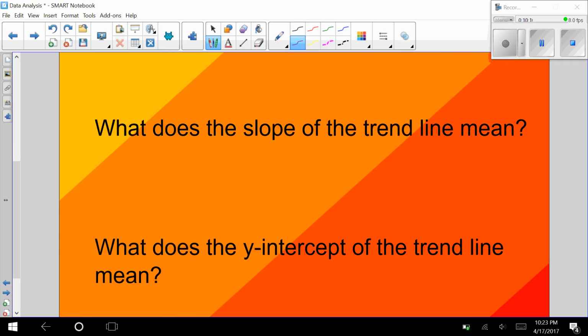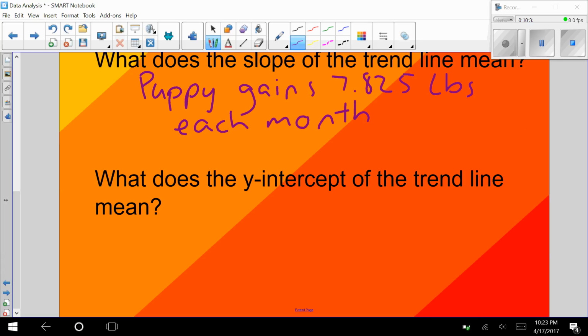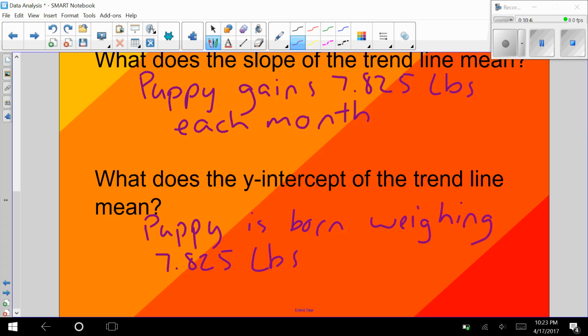Now we're going to interpret the slope. Our slope was 7.825. This means that the puppy gains 7.825 pounds each month. And the y-intercept was also 7.825, but this means that the puppy is born weighing 7.825 pounds. Now we know that isn't true, but that's just what it means in the context of the problem.